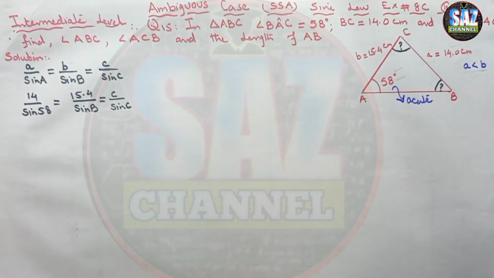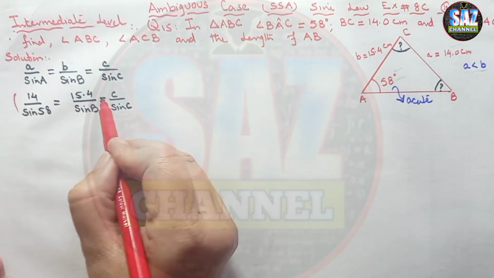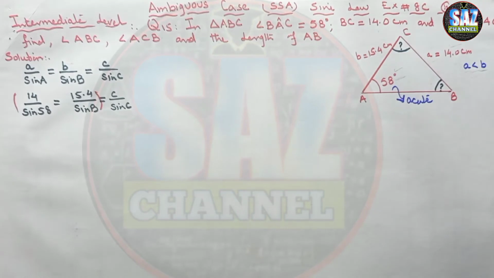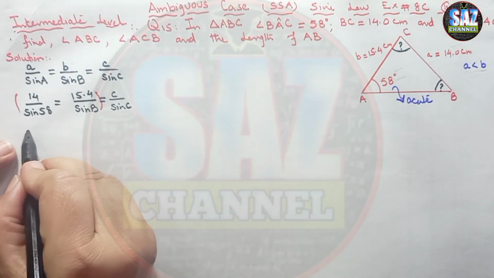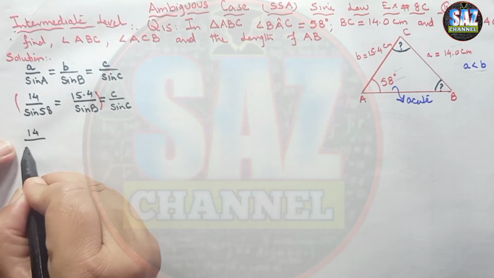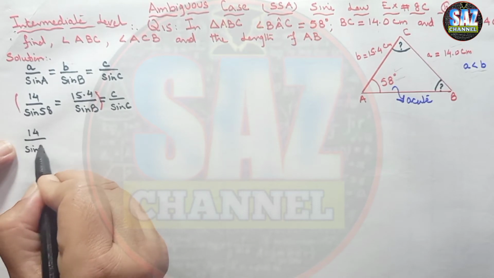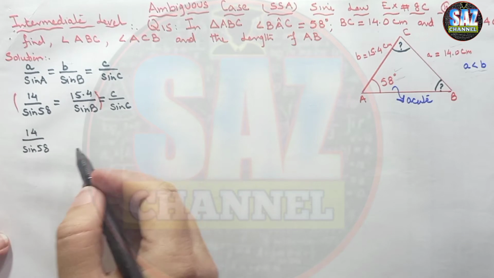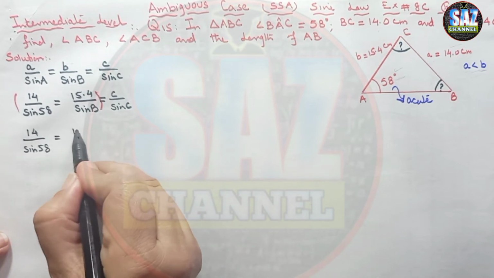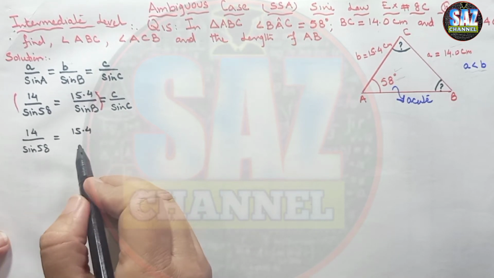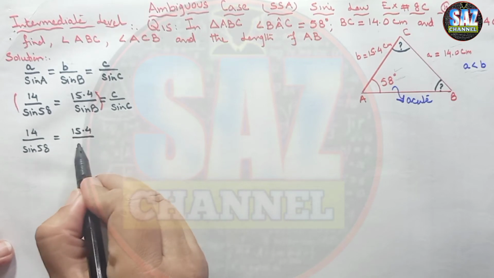In the beginning, I will be taking this portion of the equation to get the value of angle B. So the equation will take the form 14 upon sine 58 degrees equals 15.4 upon sine B.